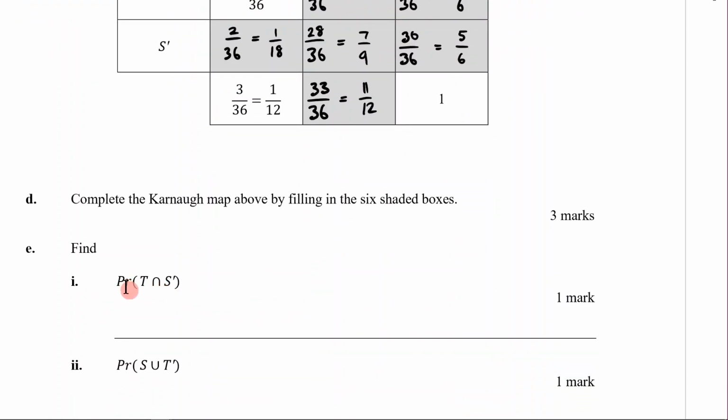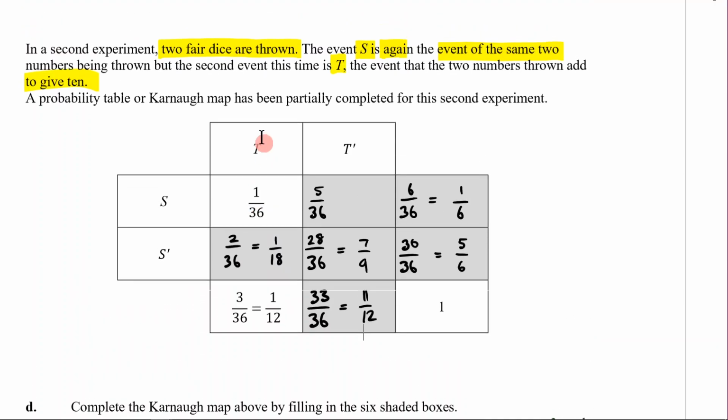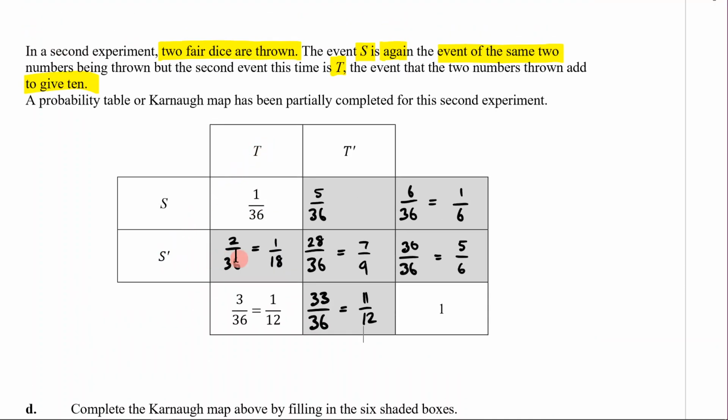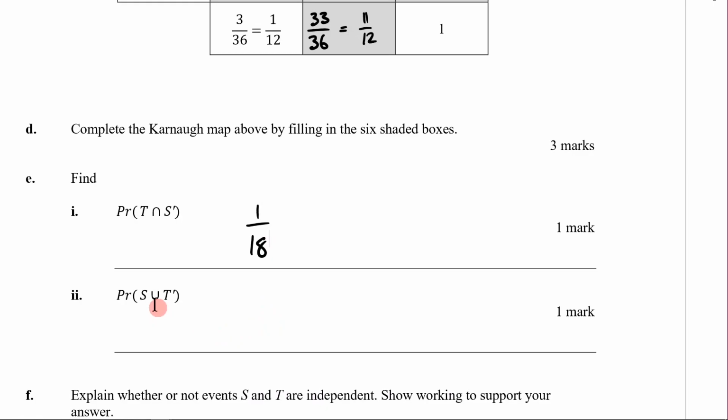Now we need to find the probability of T intersection of S complement. So what was it? T, S complement is 1 on 18. So I'm just looking at T, I'm looking at S complement, 1 on 18. Now the next is a union one.